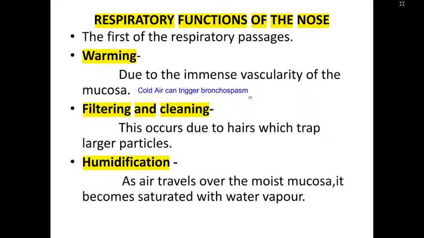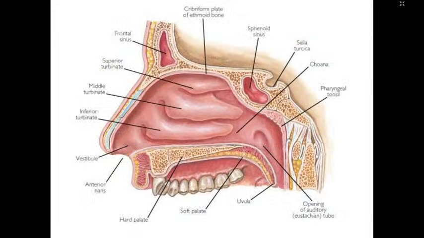Then it will filter. It has small hairs in the anterior part, and they will block all the dust particles, and it will clean the air. And because of the anatomy of the pathway, it's not a straight path from here to the lungs, it has to bend and angulate. So a lot of dust particles will be stuck here, and we will cough them out, or they will come out through the nasal secretions.